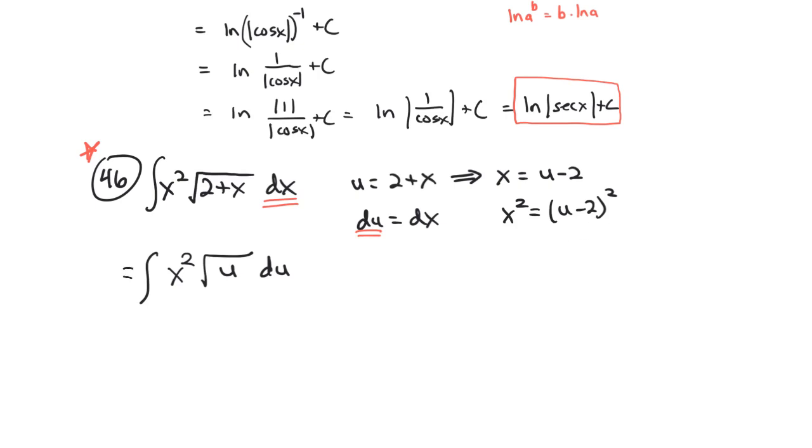So this gives us u minus 2 squared times the square root of u du. So if we're going to integrate this, this one still isn't on our sheet, but this one now we could, if we wanted to, we could at least square this and distribute this through, right? So we can actually solve this one if we do that.